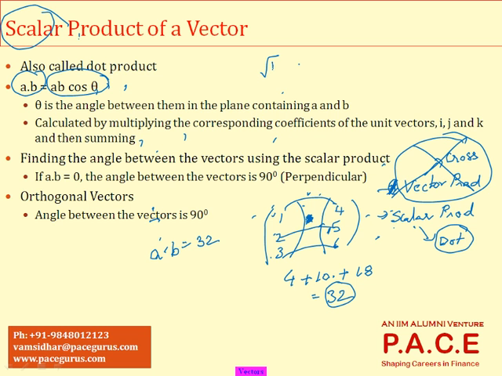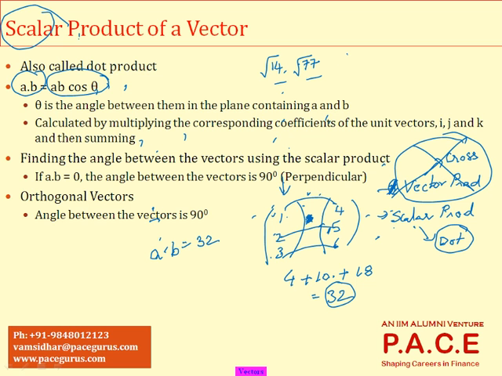We know the magnitude of vector A is square root of 14, which we have already found earlier: square root of 1 squared plus 2 squared plus 3 squared. The magnitude of vector A is square root of 14. The magnitude of vector B is square root of 77: 4 squared plus 5 squared plus 6 squared. Right? 36 plus 25, 61 plus 16, 77.